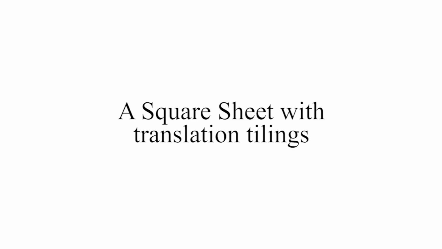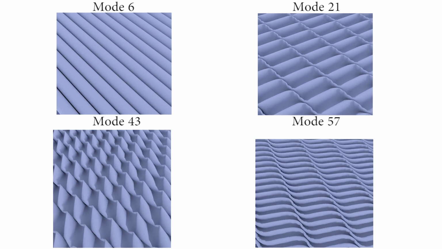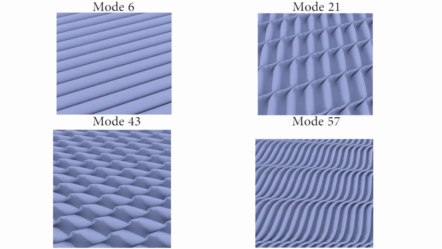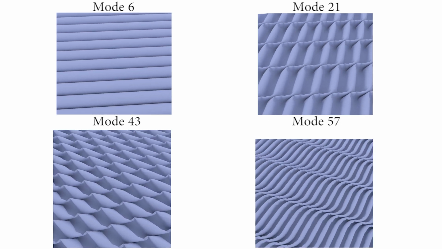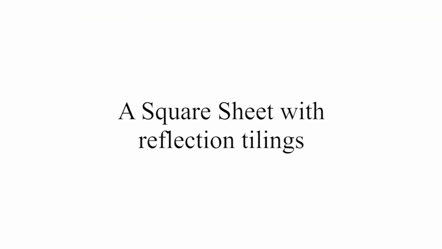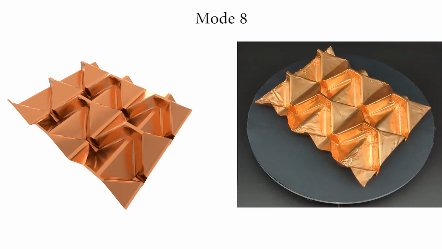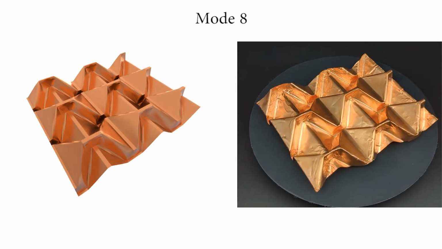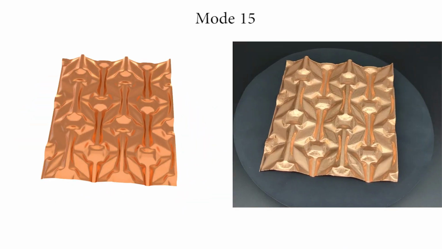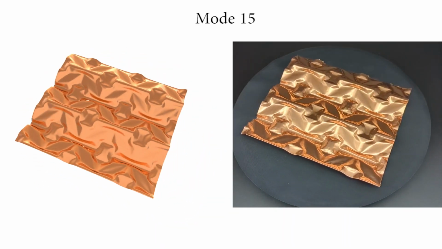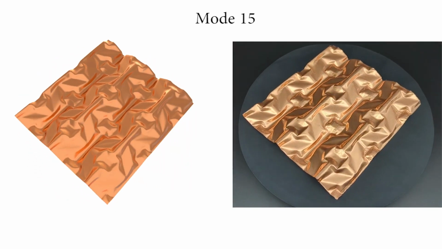Periodicity plays a central role in many folding patterns, offering both aesthetic appeal and functional advantages. With translation tiling, we obtain several interesting periodic patterns from a square sheet. We further explore the modal folding under the reflection tiling. Here we show the results of a square sheet under reflection boundary conditions with their corresponding physical prototypes by copper sheets. It can be seen from the results, our fabricated physical prototypes successfully reproduce these complex folding patterns.